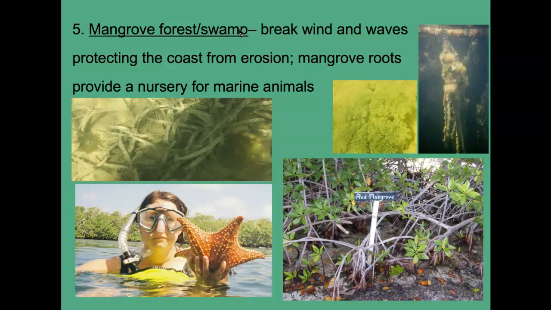Mangrove forests, or mangrove swamp as it's sometimes called, are areas with these really gnarly roots, and the roots are underground but also extend upward in this branchy kind of mess. Mangrove forests help to break wind and waves, which means they absorb a lot of that shock and force from wind and waves, and that will protect the coastline from erosion.